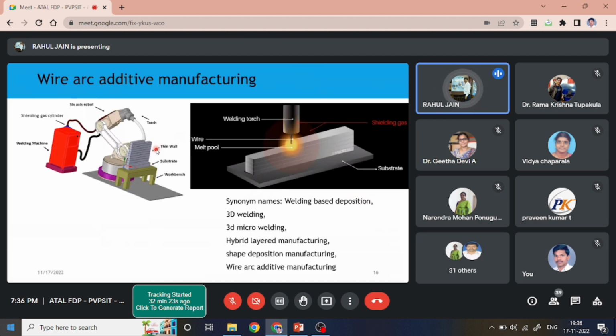Now with this, I would specifically like to discuss the wire arc additive manufacturing process. Like I have already said, additive manufacturing processes can be categorized into various categories. One is fused deposition modeling, which is generally used for plastic. Then another is laser based, meaning the energy source is a laser. That could be direct energy deposition or powder bed fusion. Powder bed fusion means you have a table on which you spread the powder and the laser is passed through.